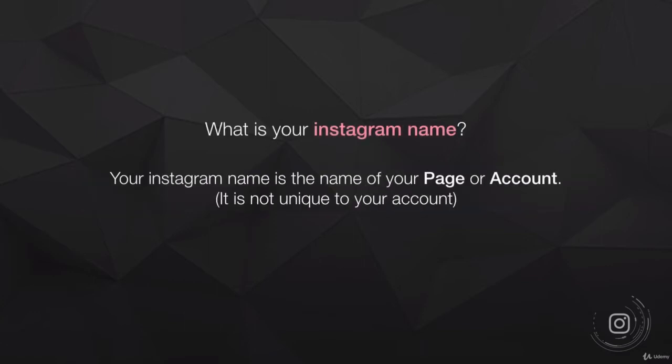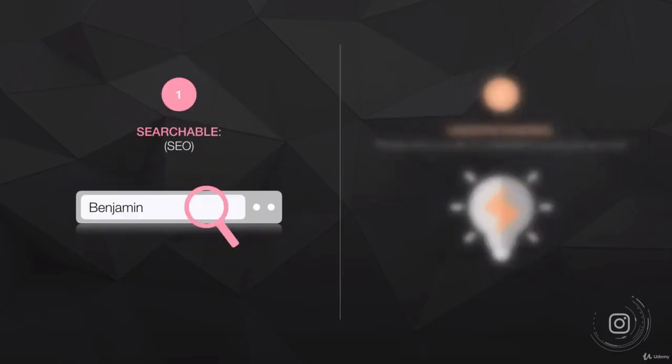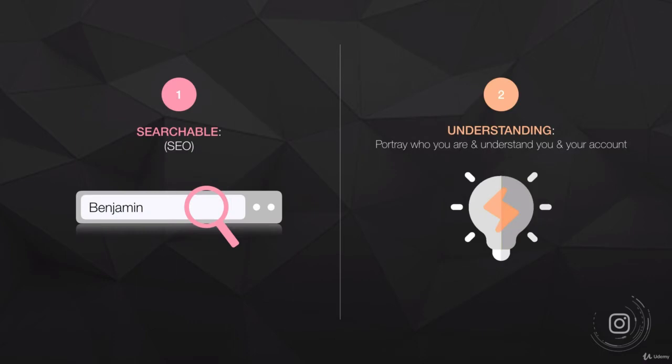So, what is an Instagram name exactly? Your Instagram name is the name of your page or your account, and it's not, unlike the handle, unique to your account. So you can share an Instagram name with as many Instagram accounts that want to use your name. So what is it used for? Similar to the handle, the Instagram name is searchable.